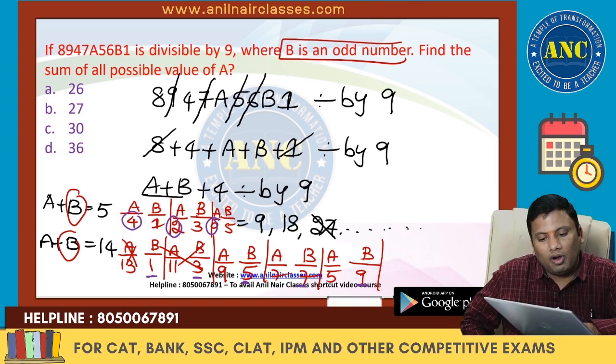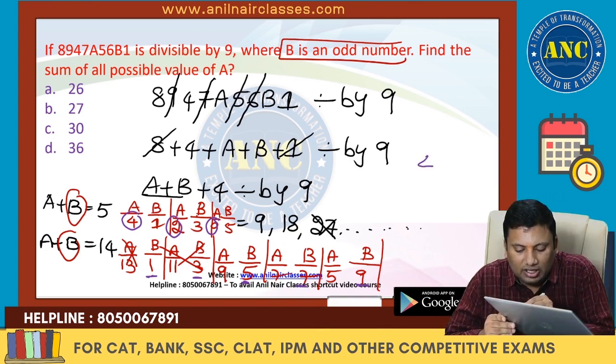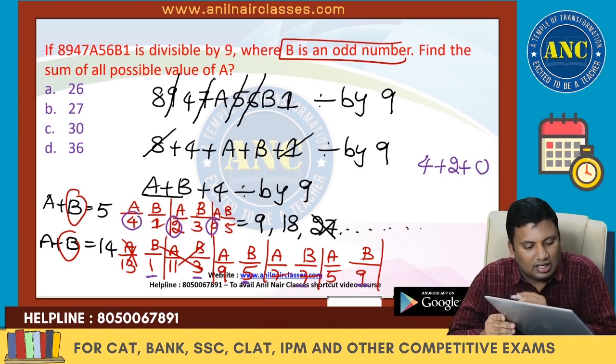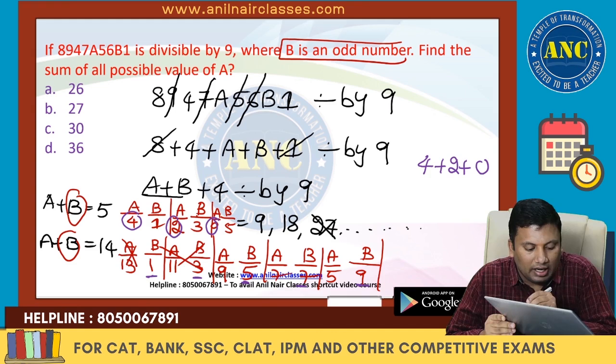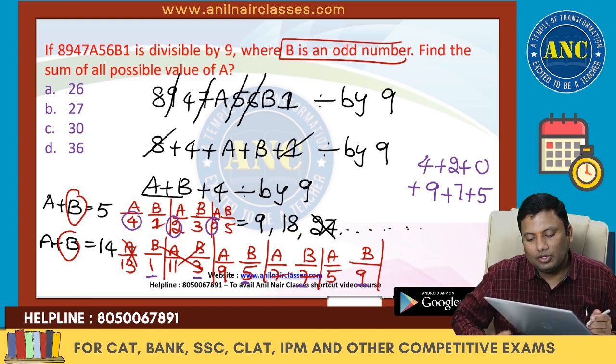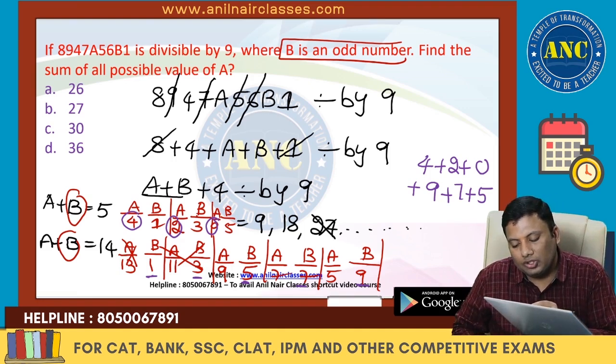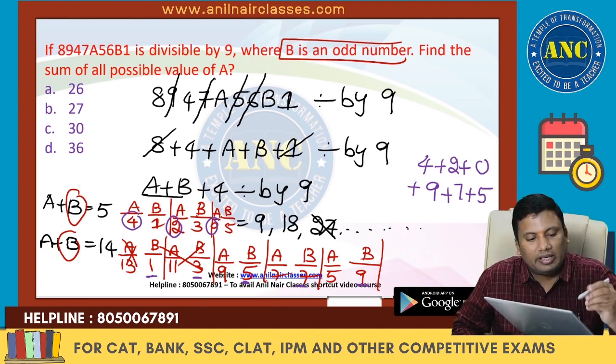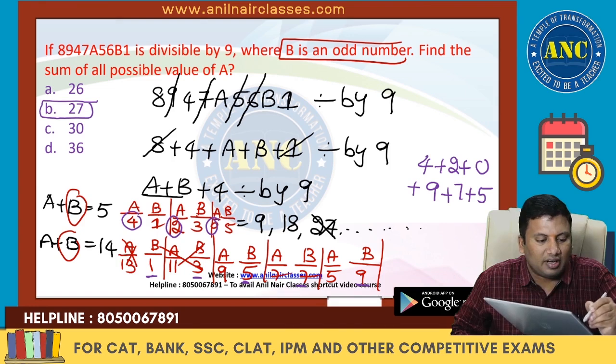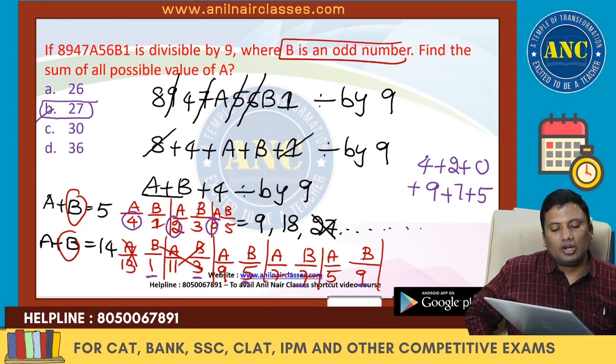Sum of all the values of A. First A value is 4. Next A value is 2. Next it is 0. Next A value is 9. Next A value is nothing but 7. Next A value is nothing but 5. So how much we got? 4 plus 2, 6, 6 plus 9, 15, 15 plus 7, 22, 22 plus 5, 27. Answer for this question is 27.